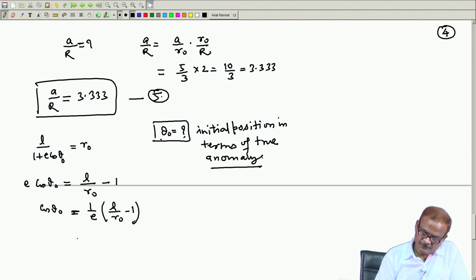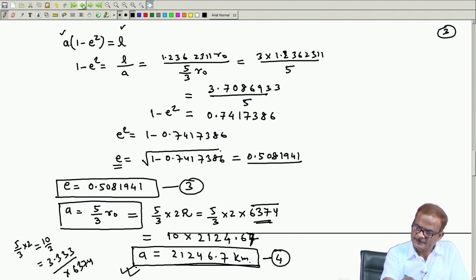So, here in this case e is 0.5081941, and L by r 0 we have already determined here.